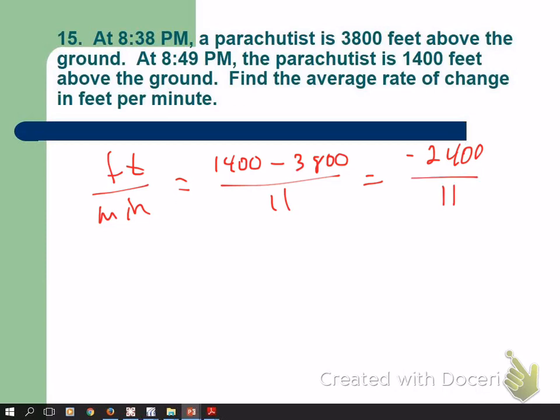Right? Well, yeah, his altitude is getting lower the longer he falls. So he's falling, he's decreasing. His height is decreasing. So hopefully that does make sense. As a matter of fact, his rate of change in feet per minute as he's falling, he is decreasing at 218.2, basically, 218.2 feet per minute. Okay?